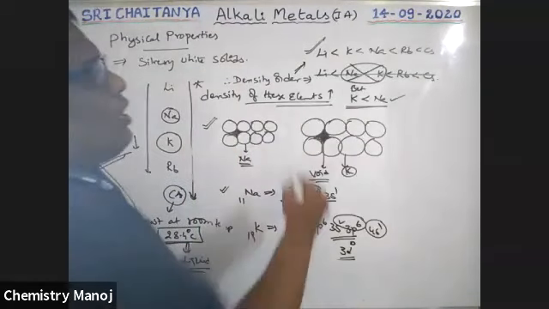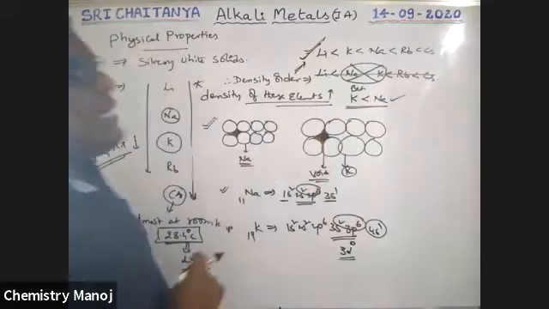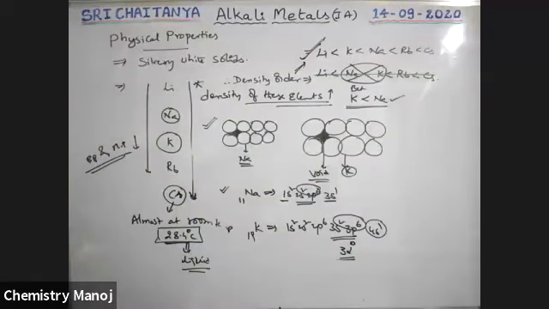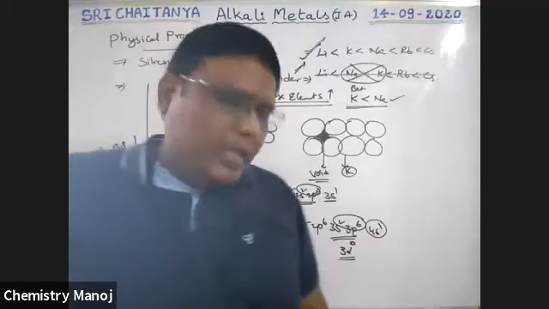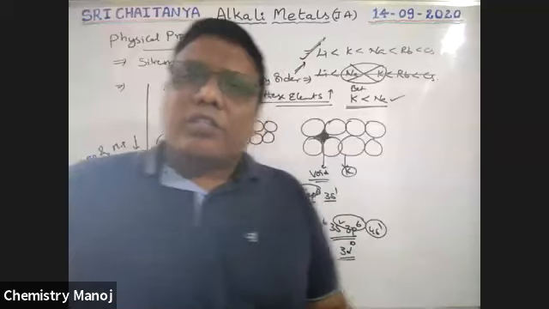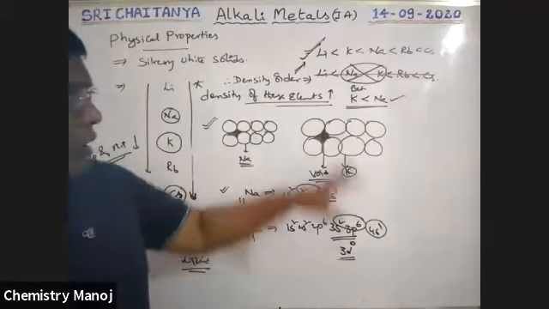So finally, the order of density is lithium less than potassium less than sodium less than rubidium less than cesium. Okay, so this is about some points.